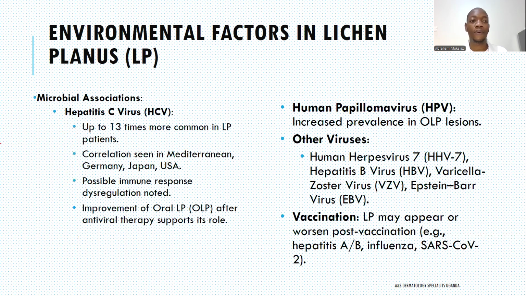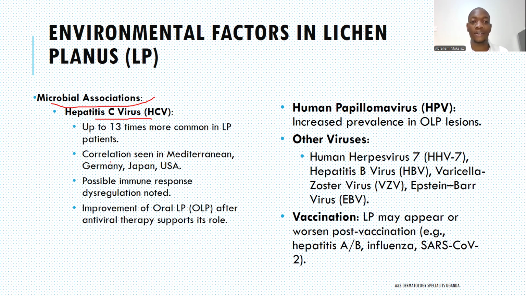So when you go to the environmental factors in lichen planus, we've seen that sometimes there's a strong association of lichen planus with infections like hepatitis C viral infection. And this is because lichen planus is about 13 times more common in patients with hepatitis infection. That's where the link comes from. So you'll see that a great deal of patients with lichen planus can have hepatitis C infection. So that's where the relationship comes from.